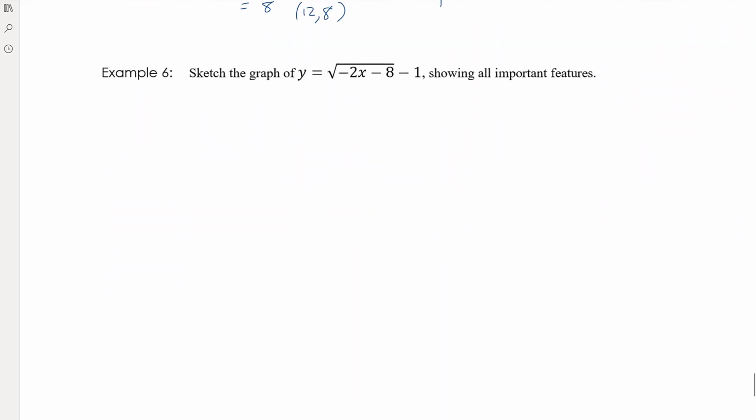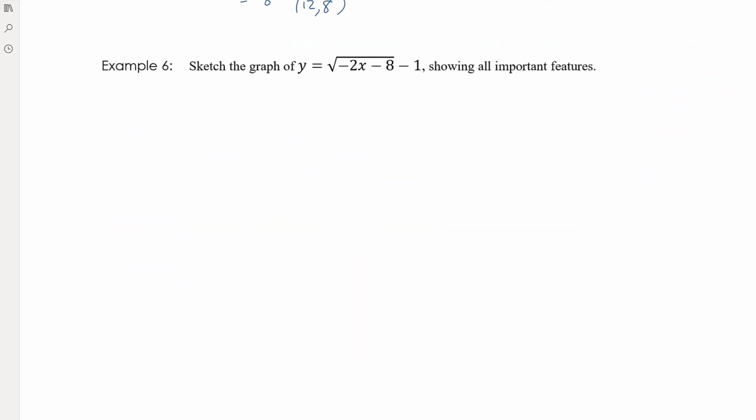Okay, number 6. So this is where we need to be careful. Remember, we talked about our general form, square root of n(x - h) + k. So we need to worry about this, which at the moment is a problem. We haven't got that n factored out, so we need to do that first. So this is square root of negative 2 times (x + 4). And then we've got that minus 1 outside the square root, which is your translation up or down.